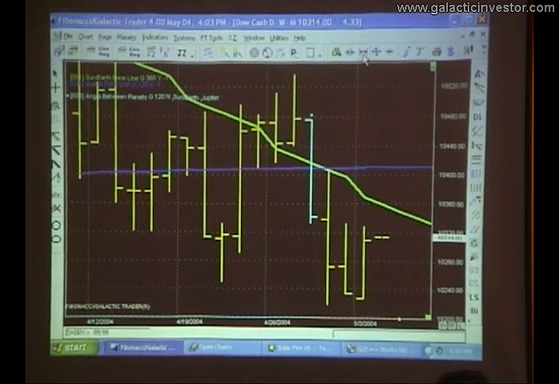So one of the axioms with technical analysis and this sort of analysis is if planetary support fails, it turns into planetary resistance. So since we broke through the Sun-Jupiter line at the time of the aspect, if we rallied back up to that, that would be a sell point. That would be new resistance. And that nailed the high right there. So that's a warning sign.